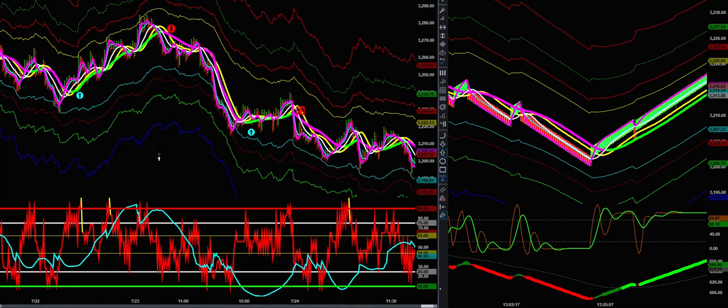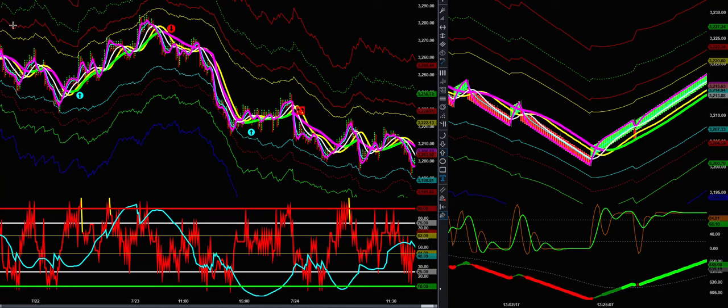Welcome, traders, to this world's most profound trend entry and trend reversal system. On the right side, you're looking at the trend rider for ES, and on the left side, you're looking at the trend reversal endpoints for ES.